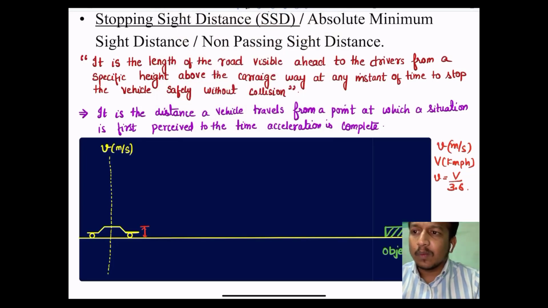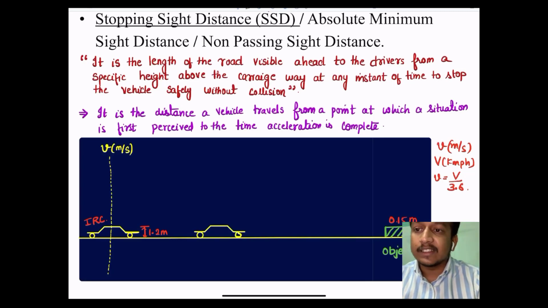If I talk about the specific height above the carriageway, it is the height of a driver's eye above the carriageway, which is 1.2 meter according to IRC, please remember, and object height is 0.15 meter. Now this vehicle has seen the object or obstruction, and the vehicle will not suddenly apply the brake. The driver will perceive the object or obstruction.